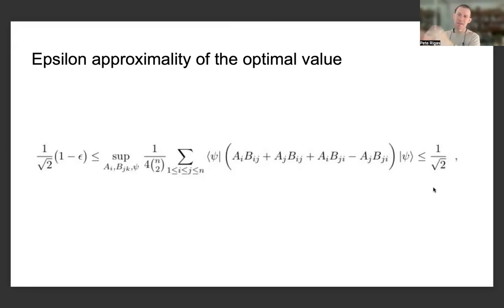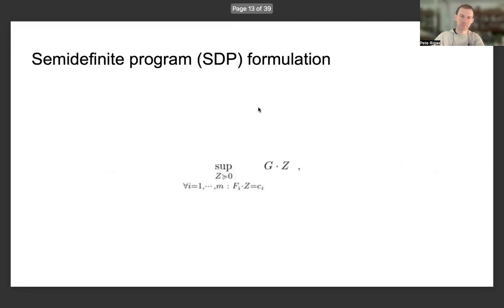In the best case, using quantum information, the winning probability of Alice and Bob would be equal to this value. But epsilon approximality or near approximality of the optimal value would also stipulate that as a lower bound, we can have a multiplicative factor of 1 minus epsilon times 1 over square root of 2, namely the maximum winning probability, quantifying some deviation from the optimal quantum strategy that Alice and Bob can use.